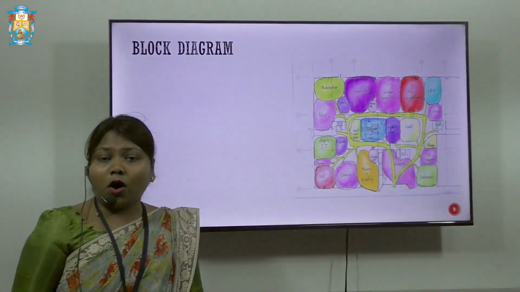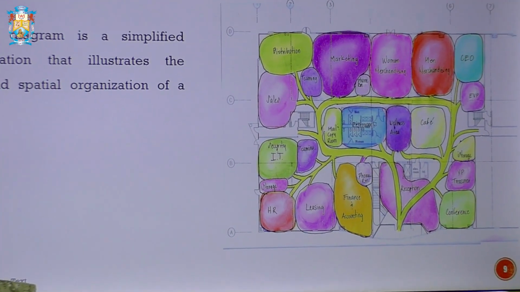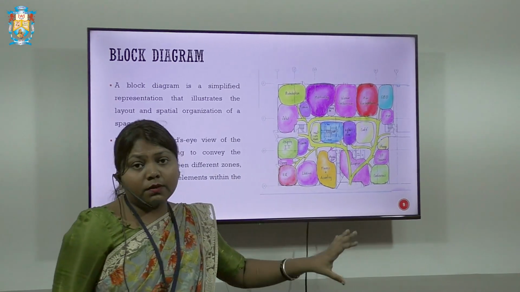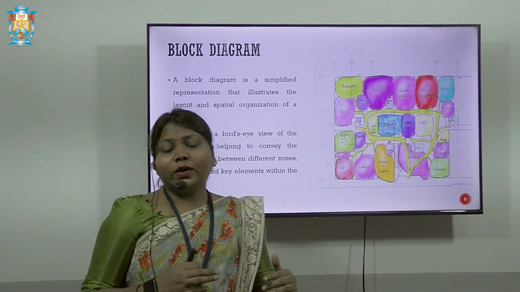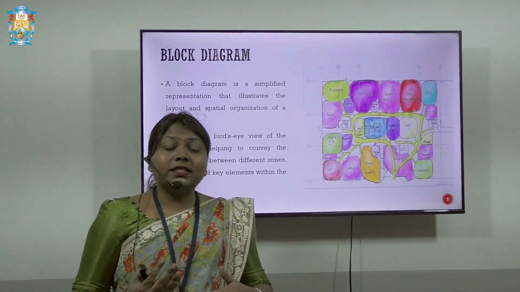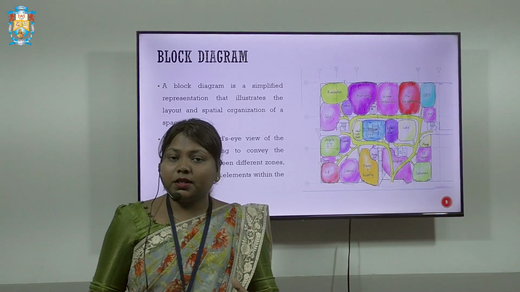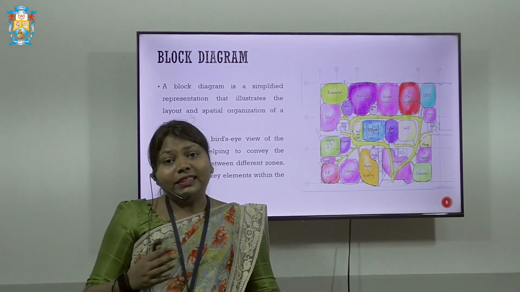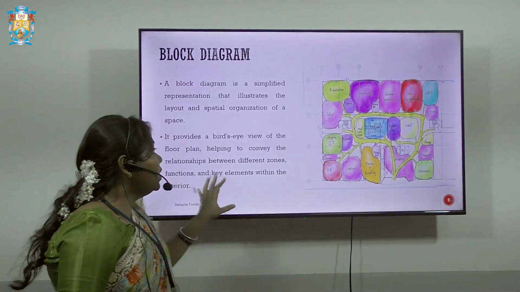Next one we have is block diagram. Block diagram is similar to your bubble diagram. The only thing is it is represented in terms of blocks. This diagram gives you in detail where what is located in which place, maybe your furniture or maybe even the spaces, how it is located, how the access is given, and how adjacent it is, what is the adjacent room.